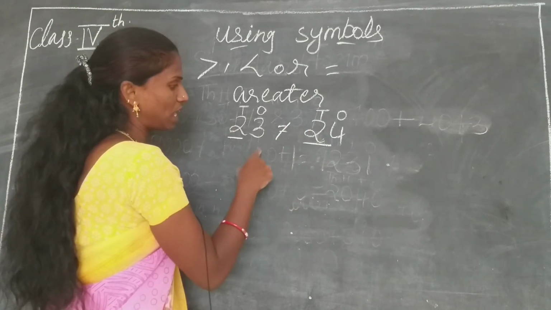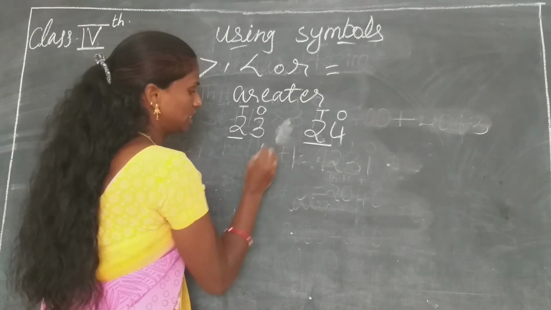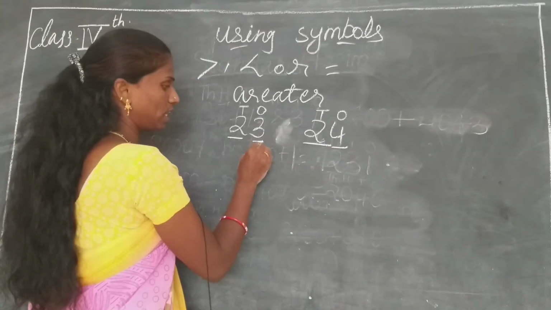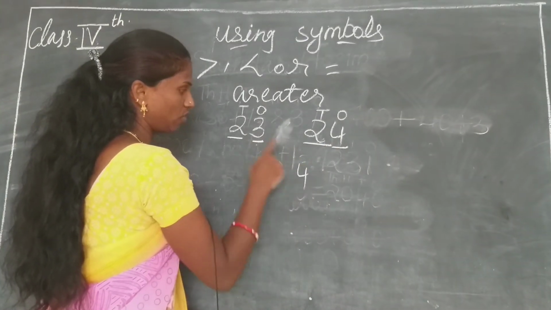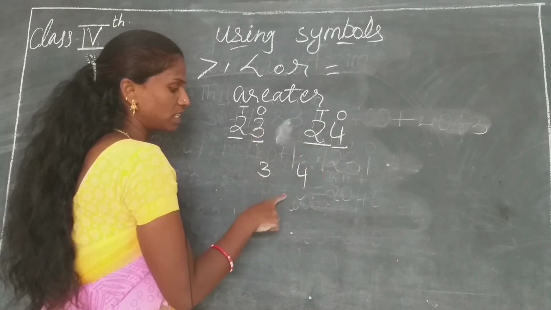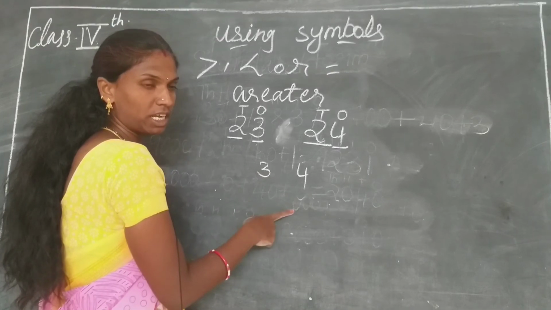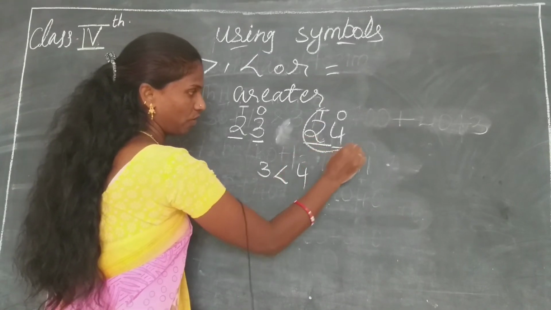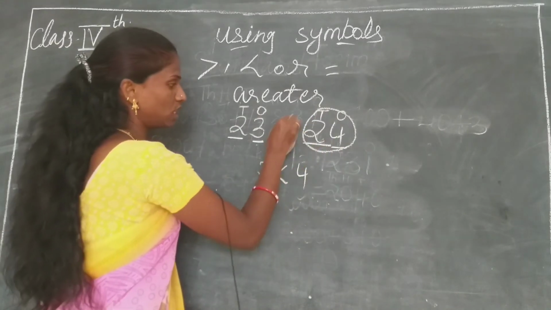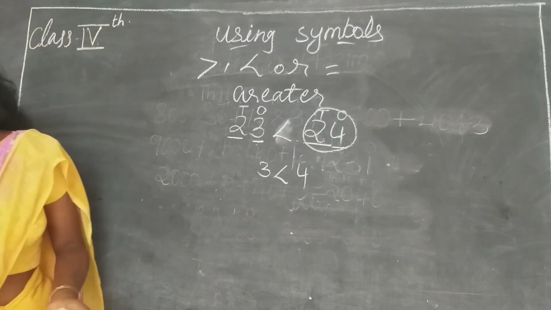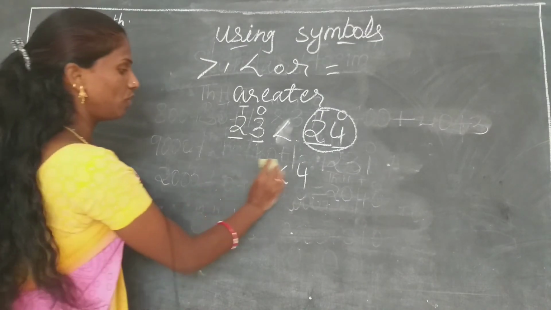So we have to move to the other place value, that is 3 and 4. Here 3 is there, here 4 is there. In ones place 3 is there, in ones place 4 is there. So which one is greater? 3 is greater or 4 is greater? 4 is greater. Where is 4? Here, 24. So this one is greater. Like this we have to compare the numbers and put the sign. Now we will take one more number.